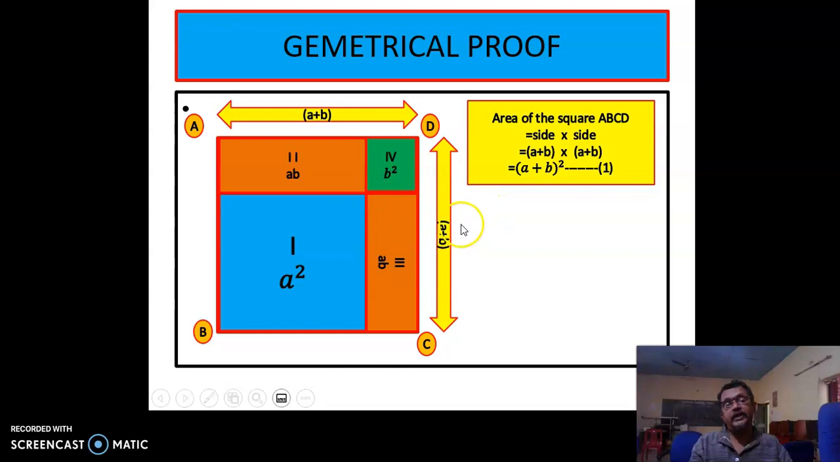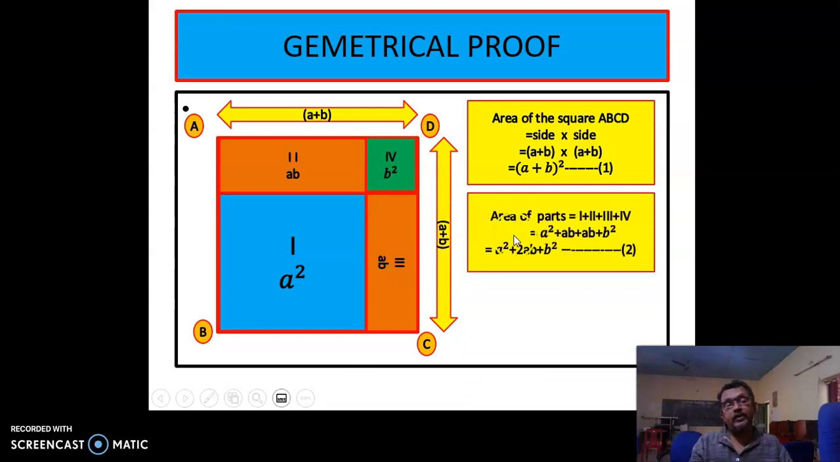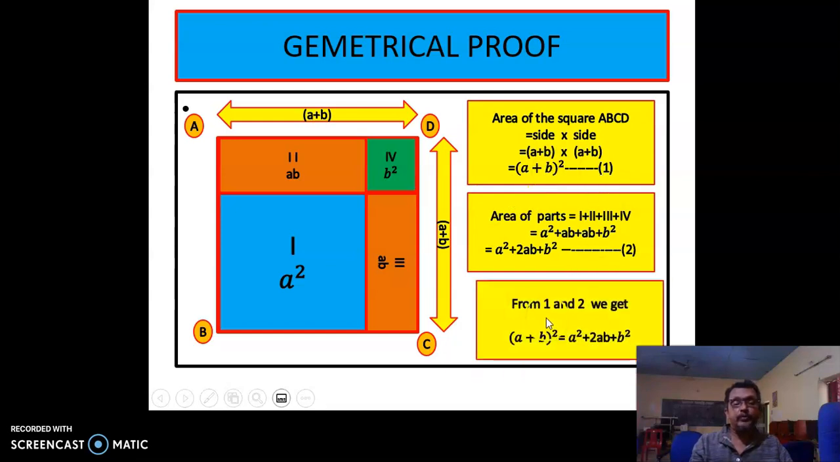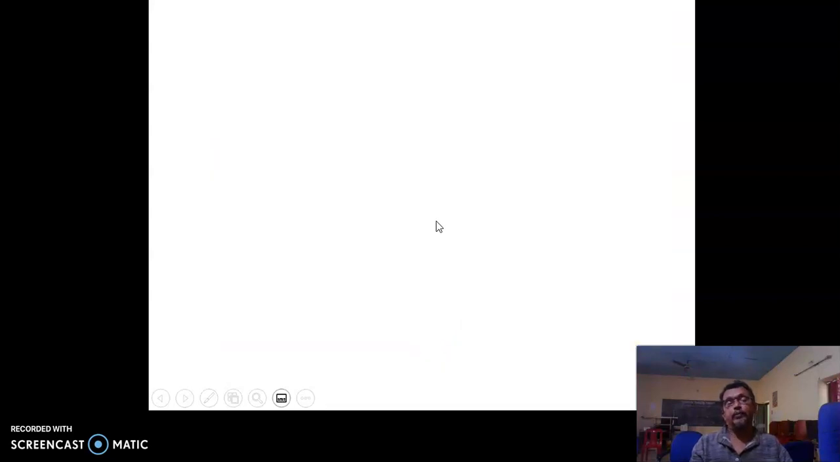So therefore the total area: the area of the first part is a squared, second part is ab, third part is ab, fourth part is b squared. If you add a squared, ab, ab, b squared, the area of these parts is a squared plus 2ab plus b squared. So from 1 and 2 we get a plus b whole squared equals a squared plus 2ab plus b squared. So this is the geometrical proof of a plus b whole squared. I think you are clear now.